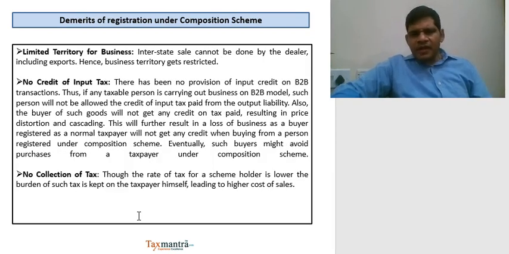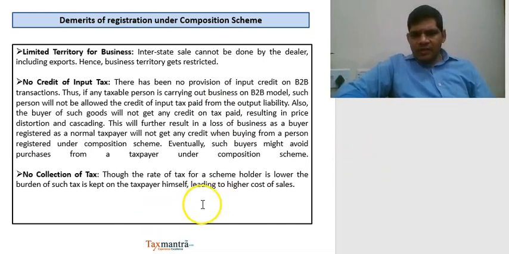The negative side is that composition scheme is not for interstate sale. If they're doing an interstate sale, then it's not possible. It is only for intrastate. Within the state the sale can happen. There is no credit of input tax, so all the provisions related to input on B2B and all those things, credit is not allowed. So credit will not be allowed on input paid.